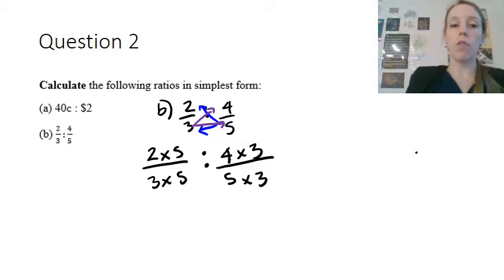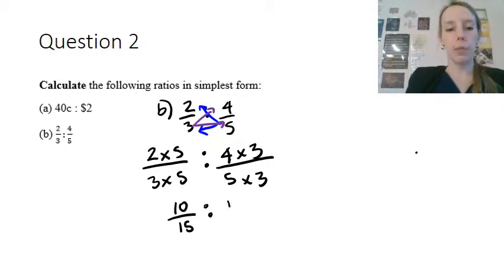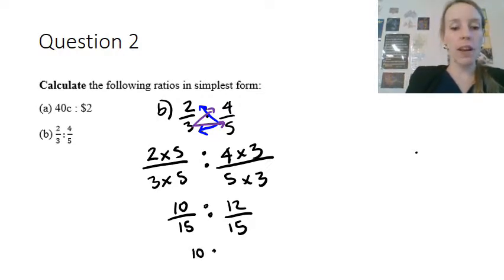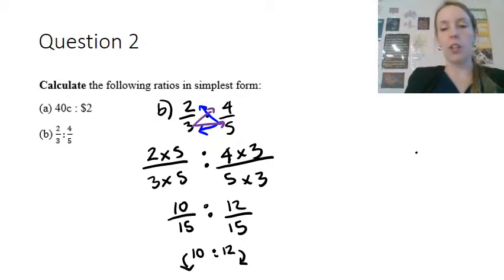And then I can just solve that. So 2 times 5 is 10, 3 times 5 is 15. My other fraction, 4 times 3 is 12, 5 times 3 is 15. Now they've got the same denominator, so I can just get rid of those denominators. So it's 10:12, and then I can just simplify my fraction. So I'll divide them by their highest common factor, which is 2. So 10 divided by 2 is 5, 12 divided by 2 is 6.